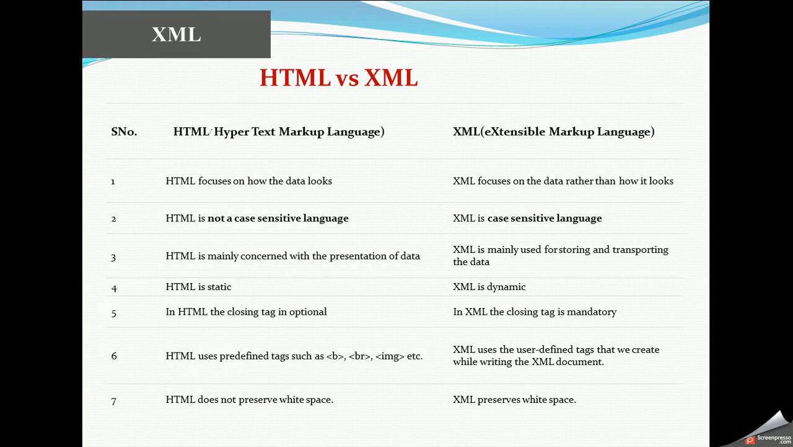HTML mainly focuses on how the data looks, but XML focuses on data rather than its look. HTML is not case sensitive, but XML is a case sensitive language. HTML is mainly concerned with presentation of data. XML is mainly used for storing and transporting data. HTML is static, as I have already said, HTML creates static web pages. XML is dynamic. In HTML, the closing tag is optional. If you are writing a paragraph, its closing tag is not necessary. But in XML, the closing tag is mandatory.